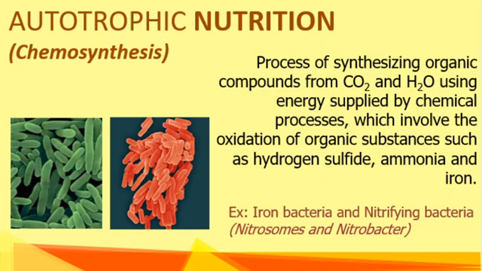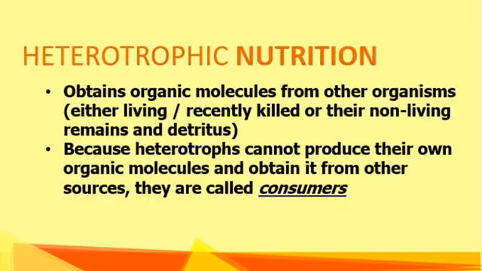Once again, this is about autotrophic nutrition. The term autotroph is derived from two Greek words, autos, which means self, and troph, which means nutrition. In autotrophic nutrition, an organism makes its own food from simple raw materials. How about the opposite of autotrophic nutrition, which is called heterotrophic nutrition? The word heterotroph is derived from two Greek words, heteros, which means other, and troph, which means nutrition.